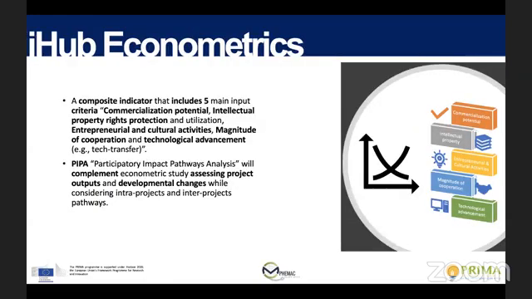The iHub econometrics, as Dr. Nadeem highlighted, is a composite indicator. Currently, it has 5 dimensions or 5 KPI components of the index: commercialization potential, intellectual property, entrepreneurial and cultural activities, magnitude of cooperation, and technological advancement or tech transfer. And this is where the beta analysis is taking place. Those are the main KPIs, which are then broken down into those 22 input metrics.